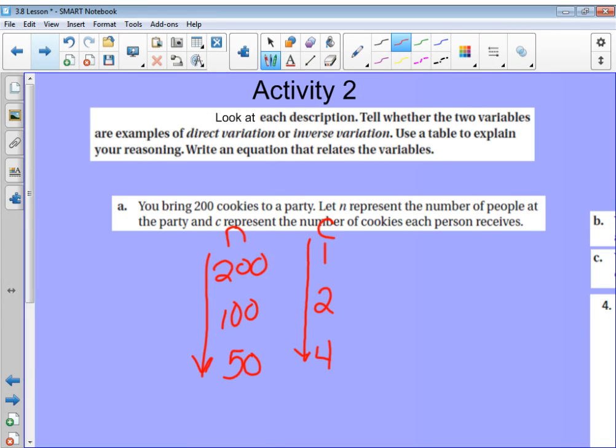So one went down and the other one went up. That would be an inverse variation. So we'll just put an I for inverse. And the last part is they want us to go ahead and give an equation.